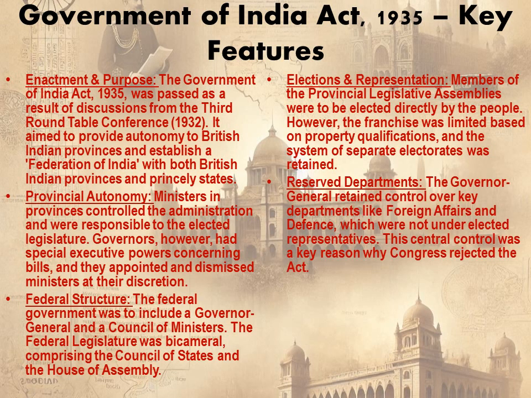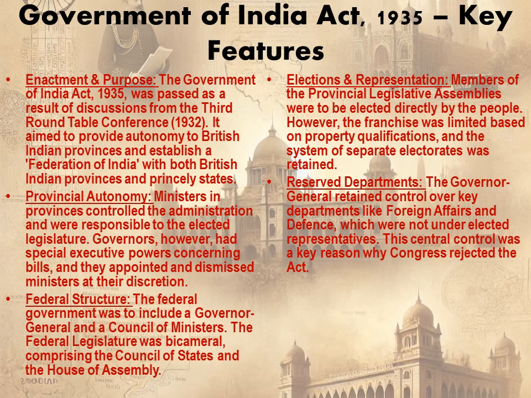Reserved departments. The government retained control over key departments like foreign affairs and defense, which were not under elected representatives. This central control was the key reason why Congress rejected the act. So, even though Indians were given autonomy through elected representatives in certain fields, the main affairs of the government, like foreign affairs and defense, rested with the British Empire.